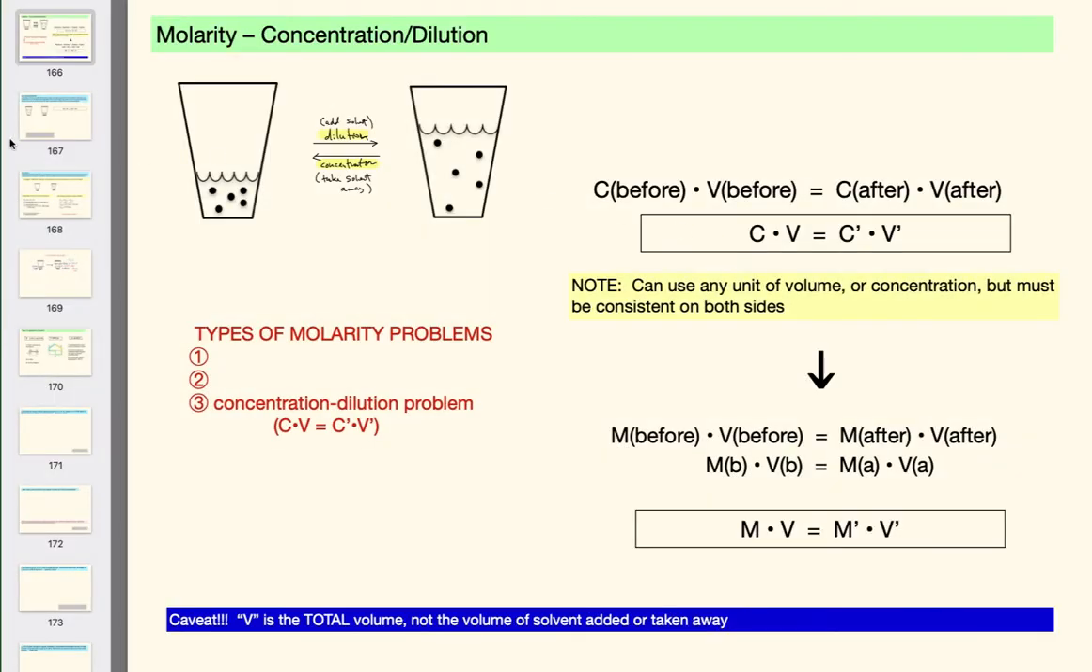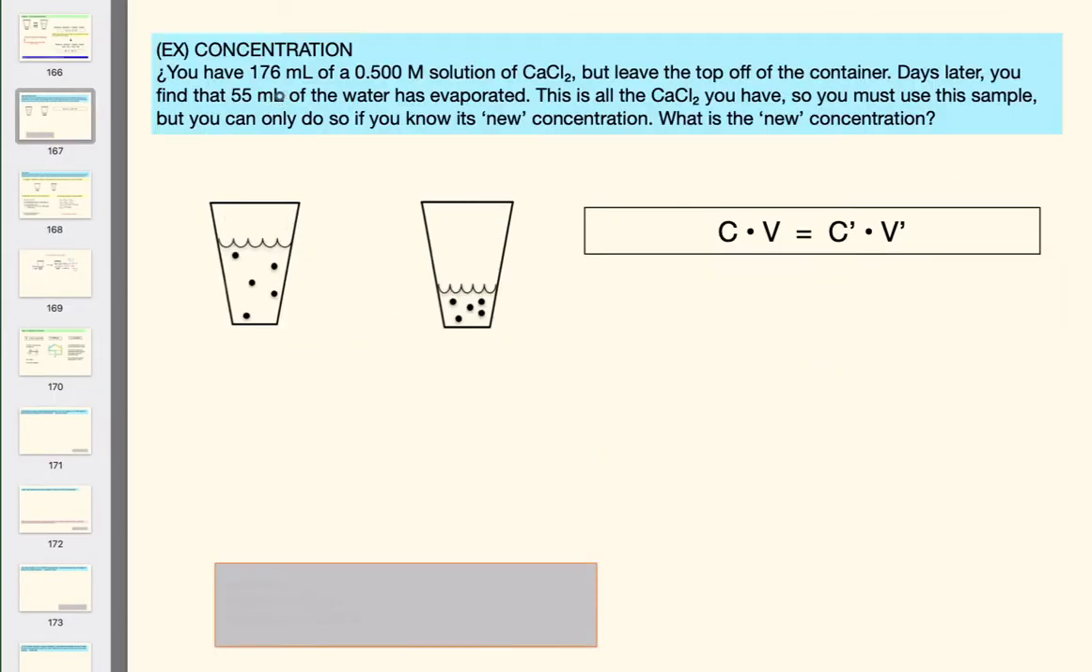Well, let's look at an example. You have 176 milliliters of a 0.5 molar solution of calcium chloride. But you leave the top off the container. Days later, you find that 55 milliliters of the water has evaporated. So you now have a new system. Since water has evaporated and water is the solvent, you know now you have a concentration problem. Since you have a concentration problem, you know that the formula CV equals CV is going to work for you.